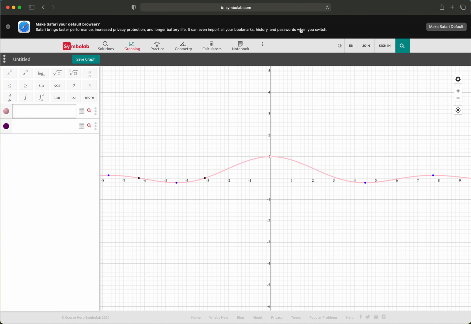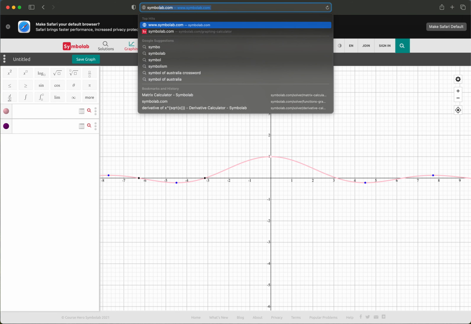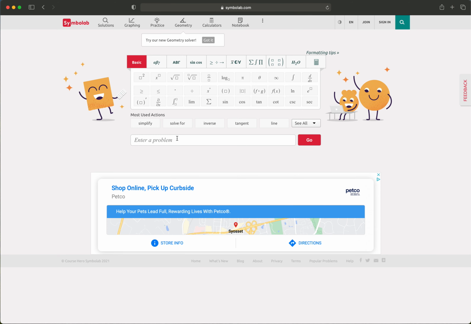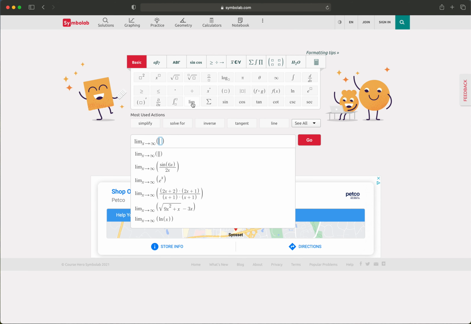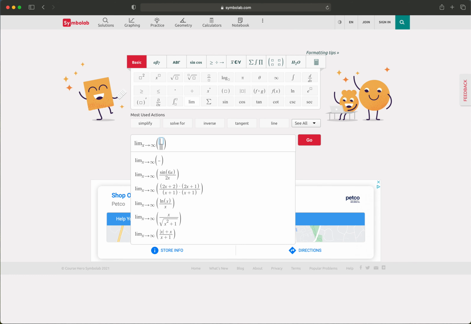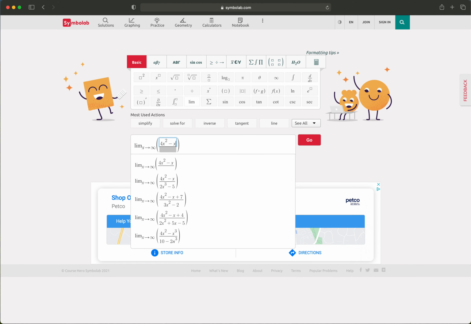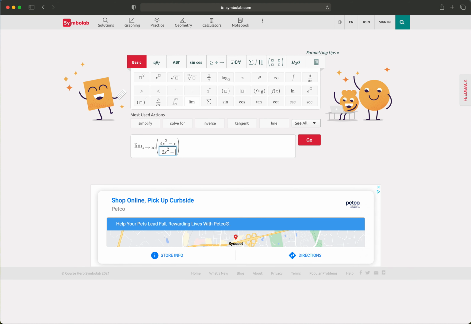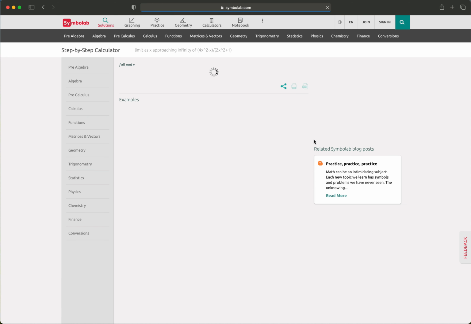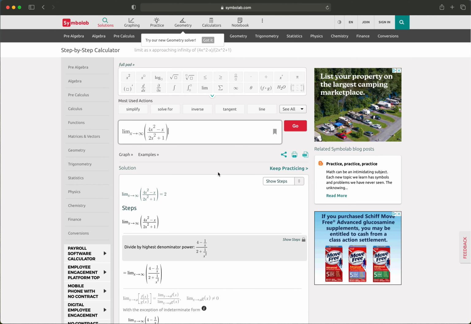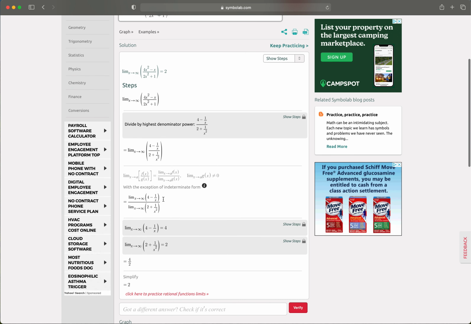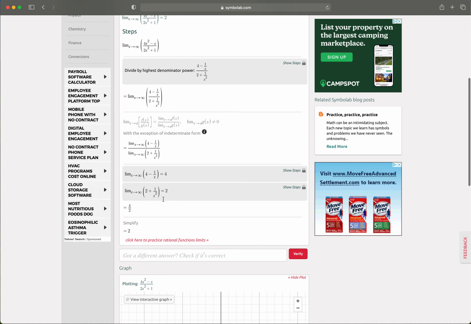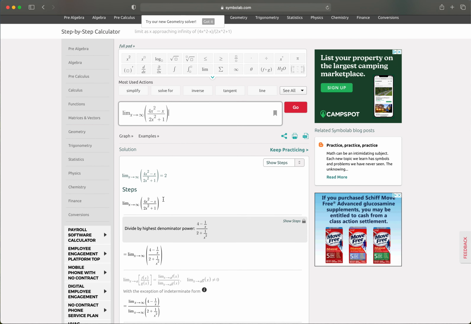All right, so while I'm here, let me show you a little bit about what you can do with Symbolab. You could do limits. For x squared minus x over 2x squared plus 1. And the answer is 2. It even gives you the steps sometimes. Sometimes it wants you to pay an extra amount of money so that you could see all the steps. But it often gives you something.